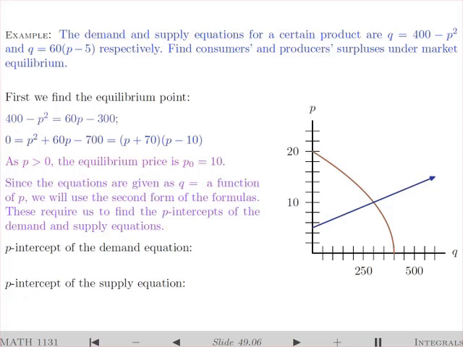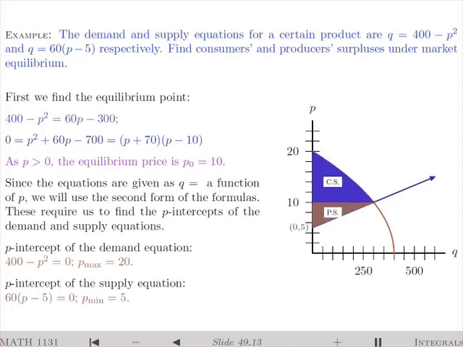For the demand equation, Q equals 400 minus P squared. If Q is 0, that's the price intercept, I get the equation 400 minus P squared equals 0. Solve this for P. P squared is 400, and since we have to take the positive solution, I take the positive square root of 400, that's 20. For the supply equation, the intercept is where 60 times P minus 5 is 0, and that happens when P is 5.